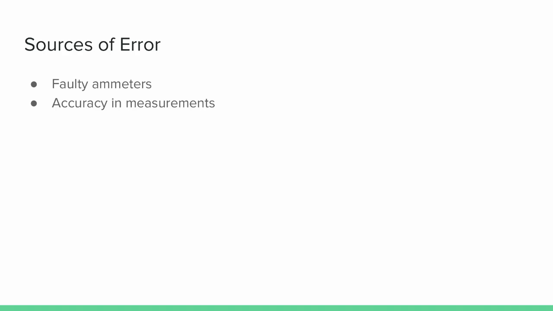And now we will move on to the conclusion. Potential sources of error in this experiment include faulty ammeters, as well as accuracy in the measurements. The ammeter only displays current up to 2 decimal points, so there is the potential for some minor error in that regard.